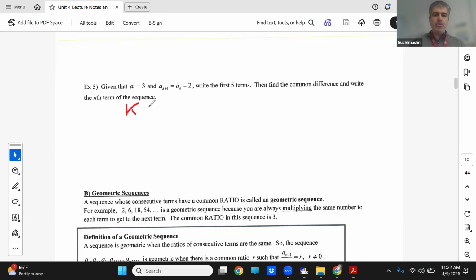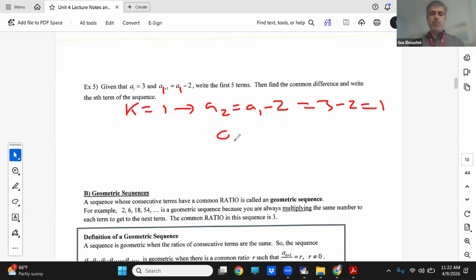When k is 1, you're saying that a2 equals a1 minus 2. If I put a 1 here and 1 here, I get that. What's a1? 3. And 3 minus 2, of course, is 1. So what's a3 going to equal, guys?